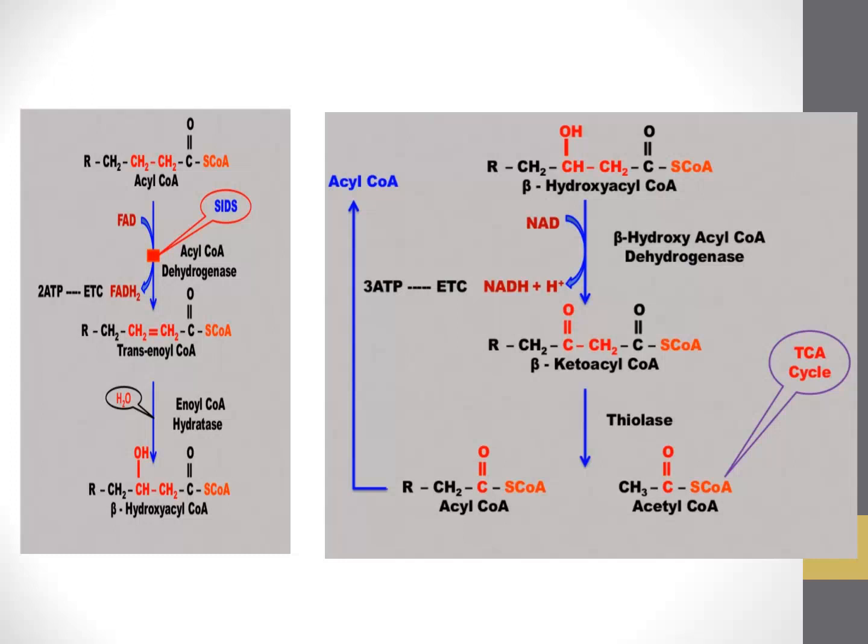In the third step, again dehydrogenation takes place in the presence of the enzyme beta hydroxy acyl-CoA dehydrogenase to form beta keto-acyl-CoA, and in the fourth step, cleavage takes place and the 2 carbon atom acetyl-CoA is released, which enters the TCA cycle for further metabolic process. After the cleavage, the acyl-CoA again enters the beta oxidation cycle, which gets repeated till the complete oxidation takes place.